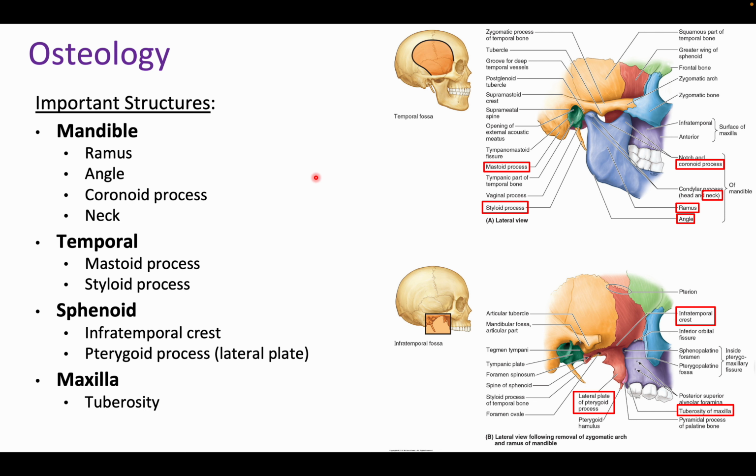On the temporal bone, we have the mastoid process, which is the hard bone you can feel behind your ear. And then we have the styloid process, the pillar-like bone coming down below your ear. On the sphenoid bone, we're looking at the infratemporal crest, which we can see here. In this picture, the mandible and zygomatic arch have been removed. Here's our infratemporal crest, and also the pterygoid process, where we're going to specifically look at the lateral plate, which is down here. With our maxilla, remember that's the bone over here, we're looking at the tuberosity of the maxilla, which is down in this region.